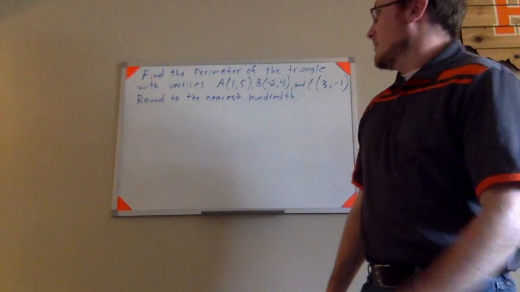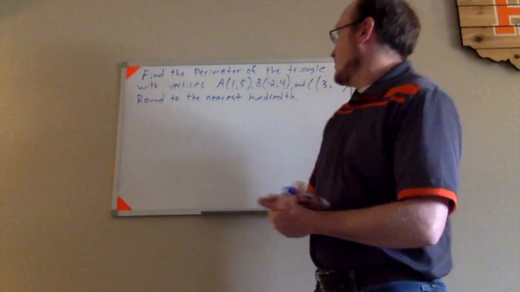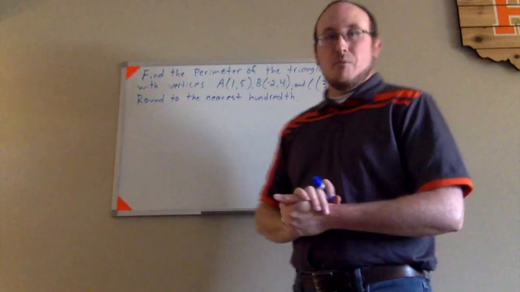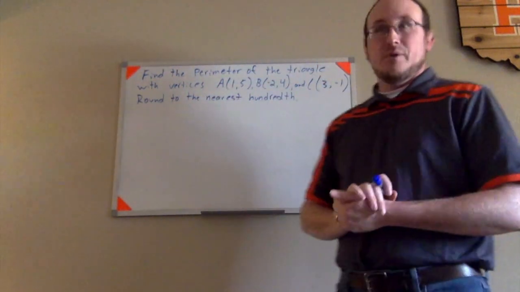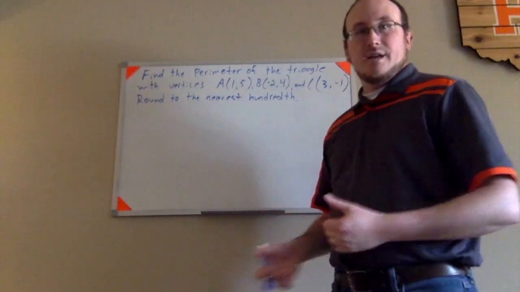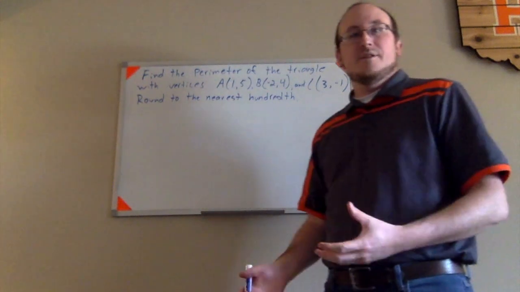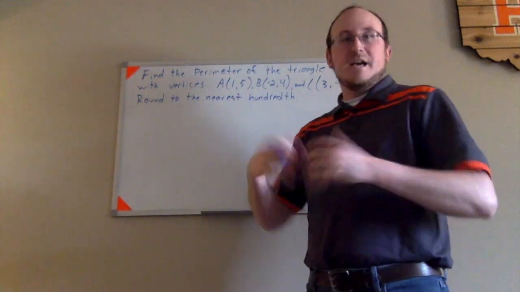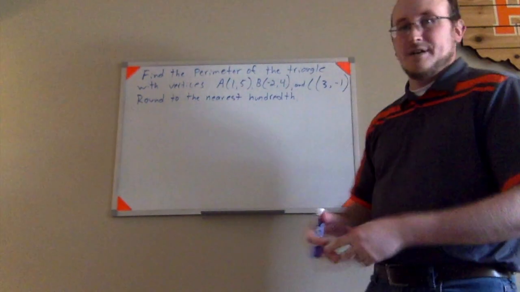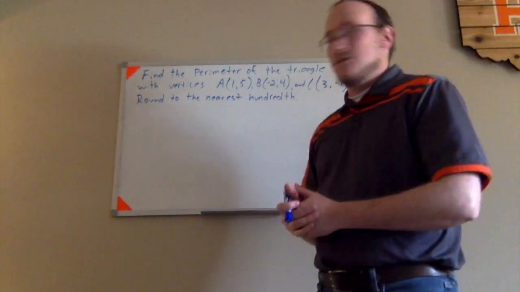Let's look at this problem that wants us to find the perimeter of a triangle with given vertices. A is the point (1, 5), B is the point (-2, 4), and C is the point (3, -1). So we need to find the perimeter of this triangle, which means we need to find the length of all of its sides and add them together. That's what the perimeter represents. It's the sum of the lengths of all of the sides of the polygon. In this case, that's a triangle.